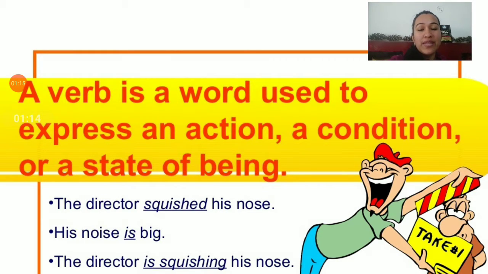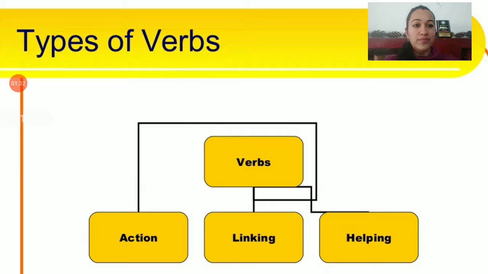For example, I say I am happy. I am the subject. Am is your verb, which is a helping verb. In this case, what is it showing? It's showing that I am happy. So it's showing a state of being. My state of being.